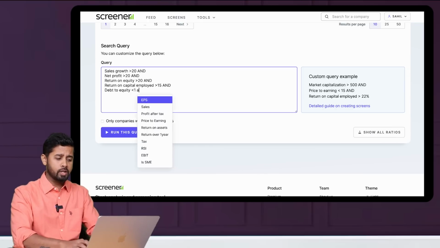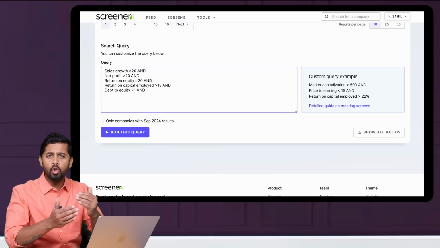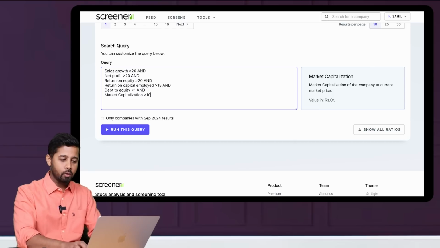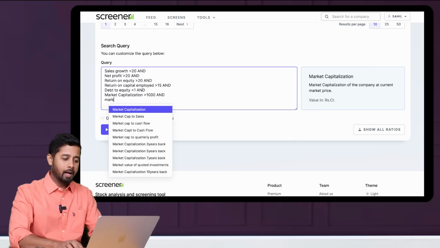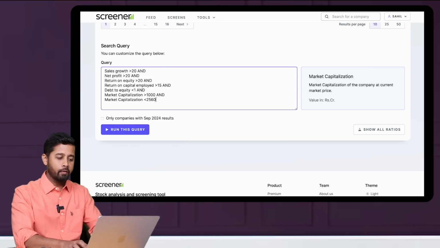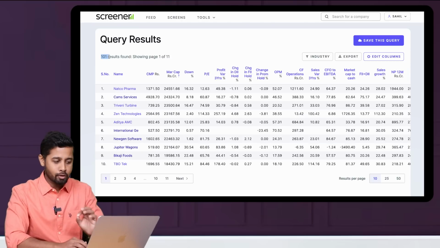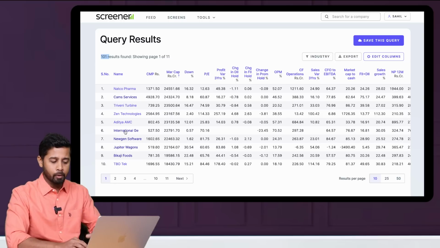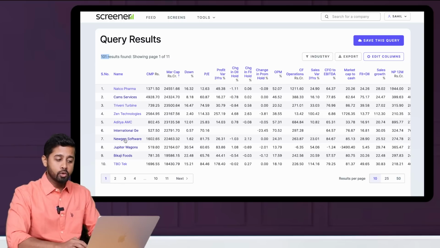Next, you can also use criteria like you want to know only the mid cap and small cap. So let's say you put market cap greater than 1000 crore and market cap less than 25,000 crore. If you run this query, now you have 101 stocks. It includes names like Natco Pharma, CAMS, Triveni Turbine, Zen Technology, Aditya AMC, International Gemological, the newly listed company, Newgen Software, Jupiter Wagon, Bikaji Food, right?